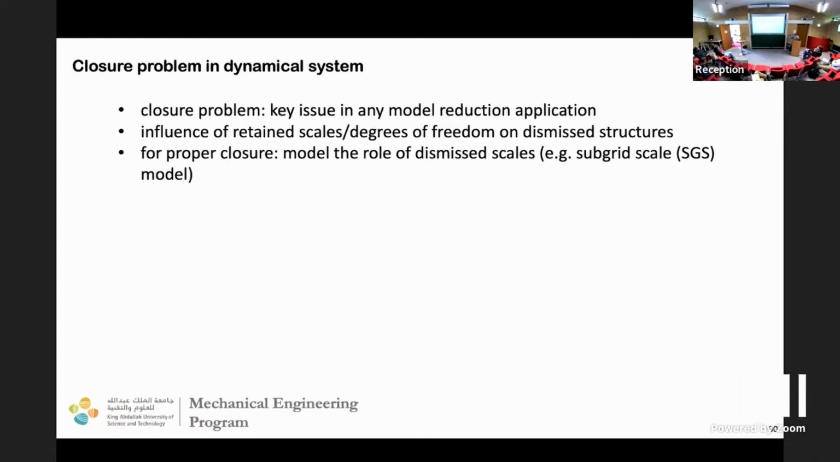The influence of the dismissed structures on the retained ones is very important, because that decides the stability of the system that you actually keep. So for a proper closure, we have to include a model of all the dismissed scales. We do that, for example, in turbulence simulation by a subgrid scale model. All the things we cut out, we replace by a forcing term that mimics the entire influence of the scales that we threw out on the scales that we kept.